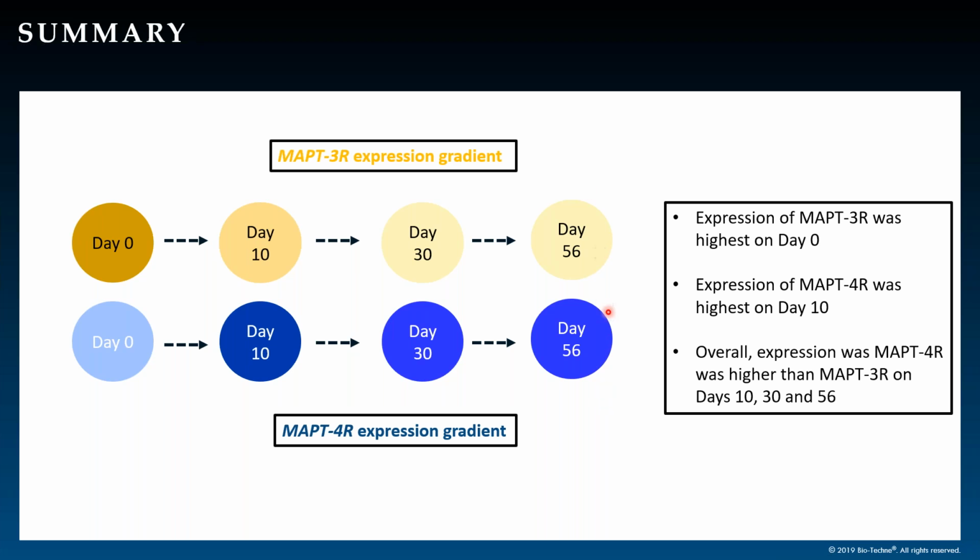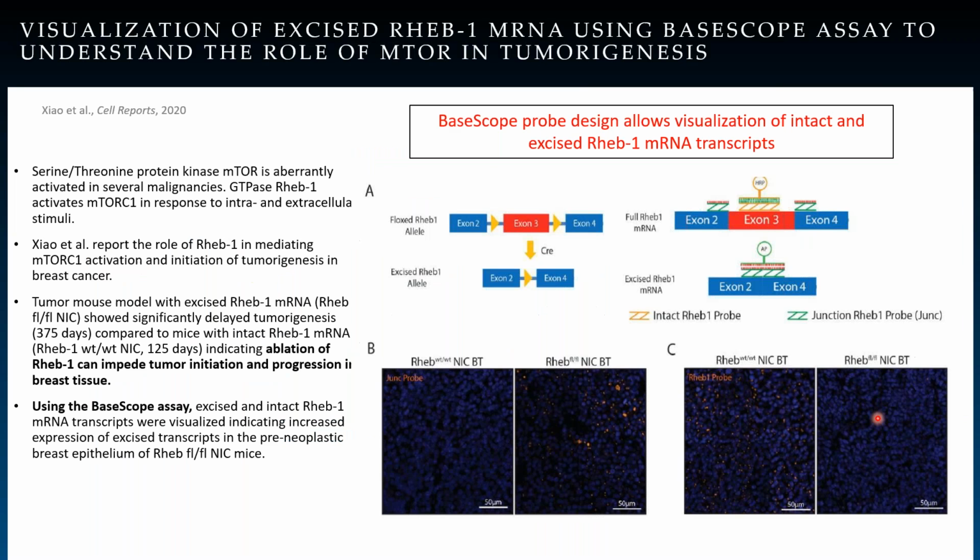So this differential expression of the 3R and 4R tau variants can be important to study in these neurodegenerative diseases and potentially help identify the expression pattern and the role of these splice variants in these degenerative diseases, including Alzheimer's. So using this BaseScope tool, we have really provided a solution to researchers studying neurodegenerative disorders and especially tauopathies to differentiate between these tau splice variants.